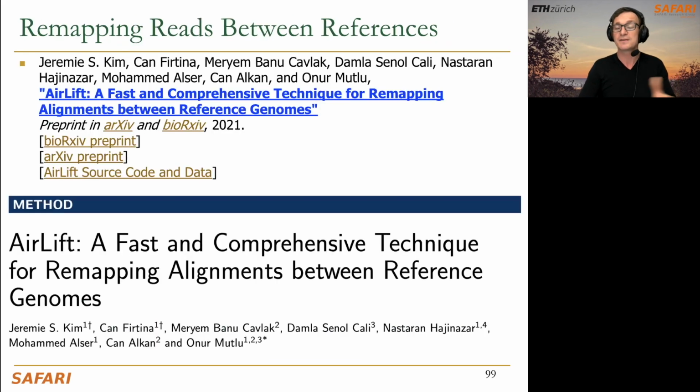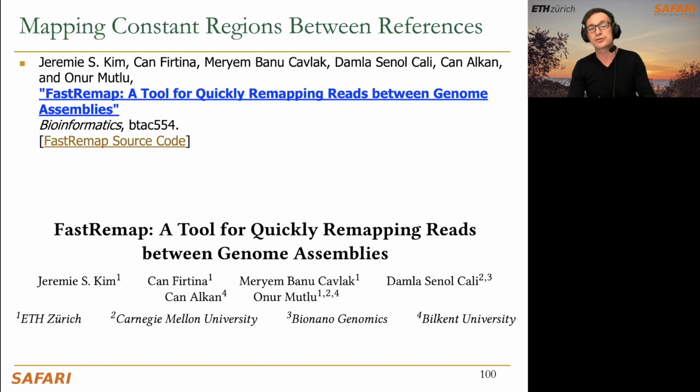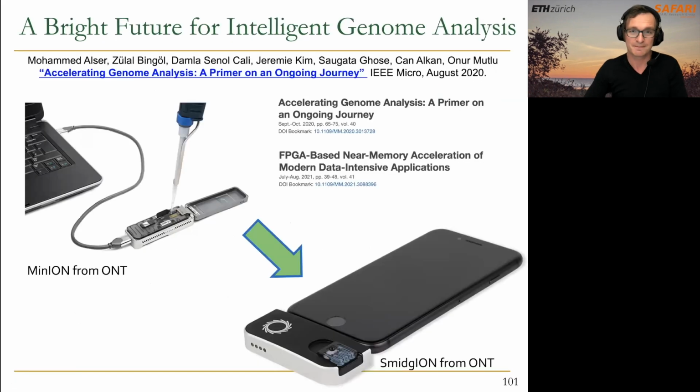So remapping reads between references is actually useful. And there's also other work that you can read on mapping constant regions between references. The key idea is to minimize the useless computation that we do globally in genome analysis. So there's a bright future for intelligent genome analysis in general.